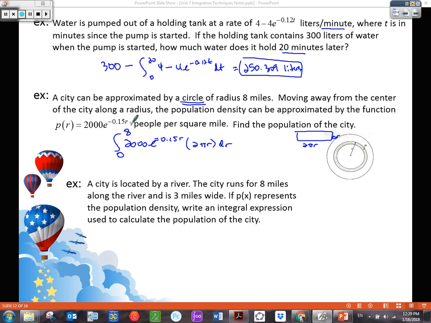So we would put this in our calculator, and we'd get 188,424 people in that city.